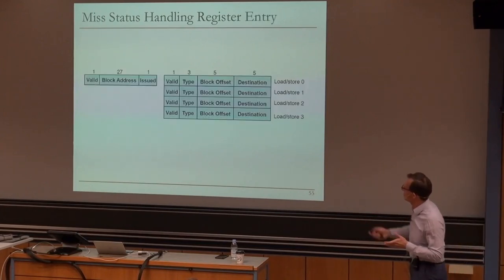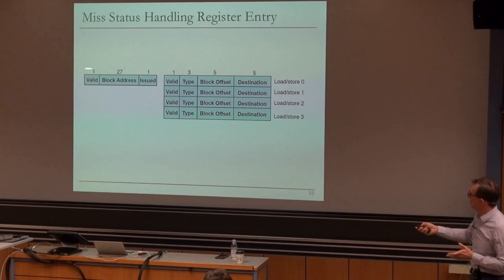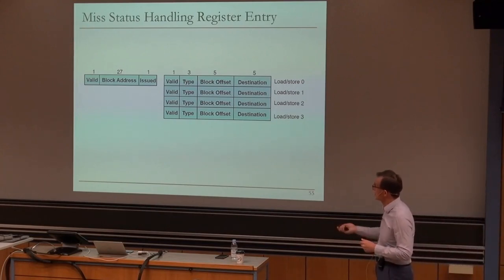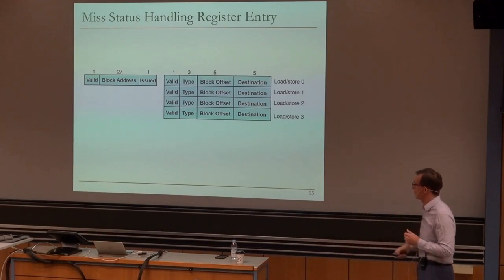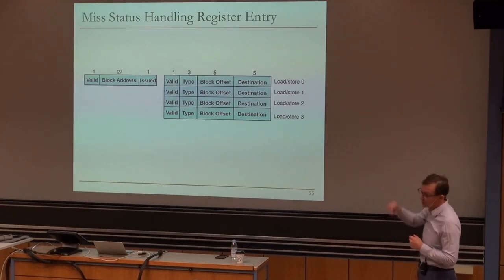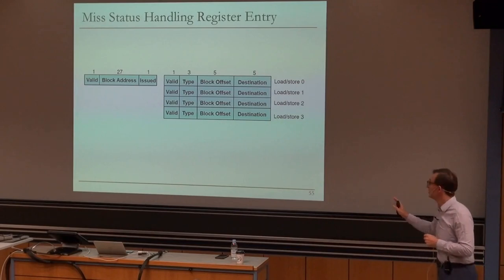For example, I'll just talk about this. This is one MSHR entry. It could be valid or invalid. If it's valid, what is the block address that basically missed? Is it issued to the memory system? I can have other control registers over here. And what load or store will this block wake up when it gets serviced? This is one way of doing it.